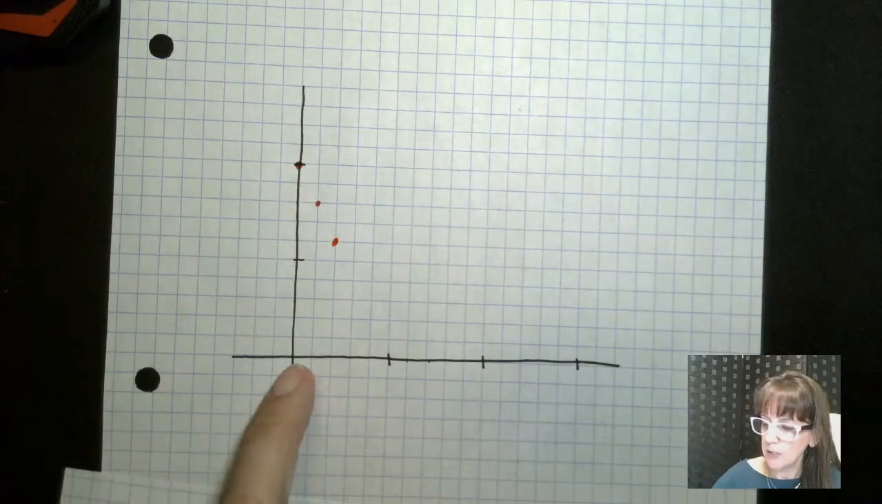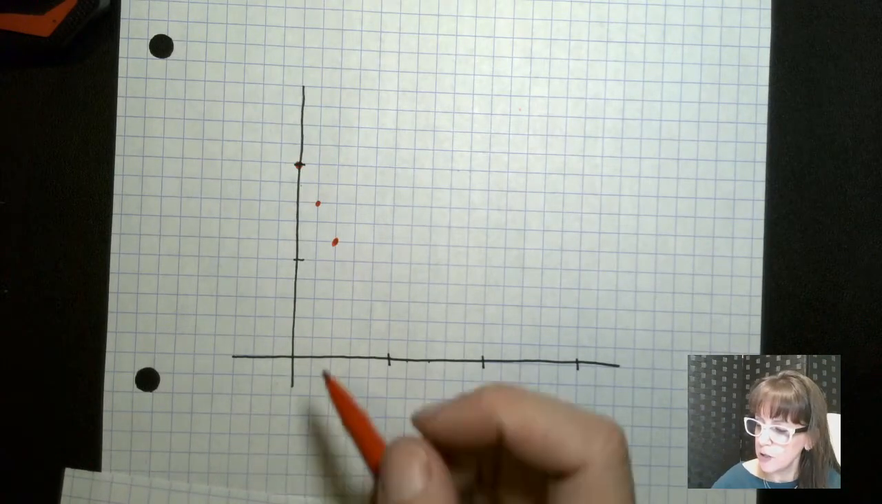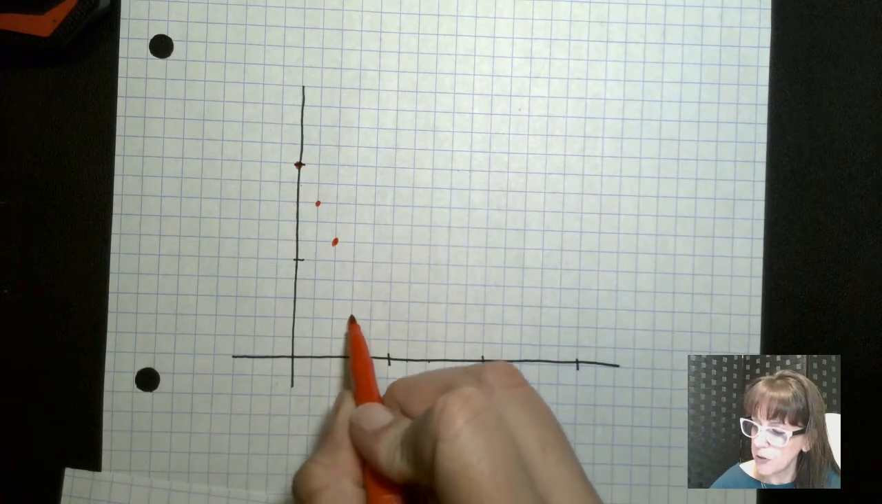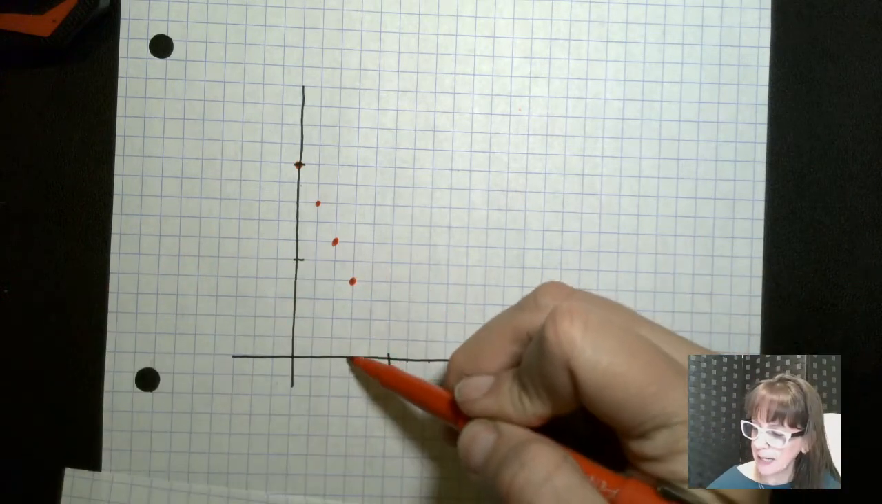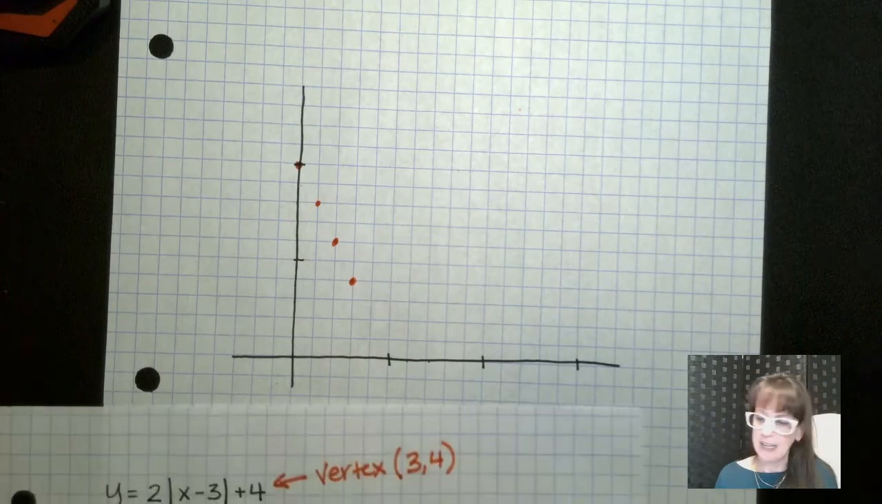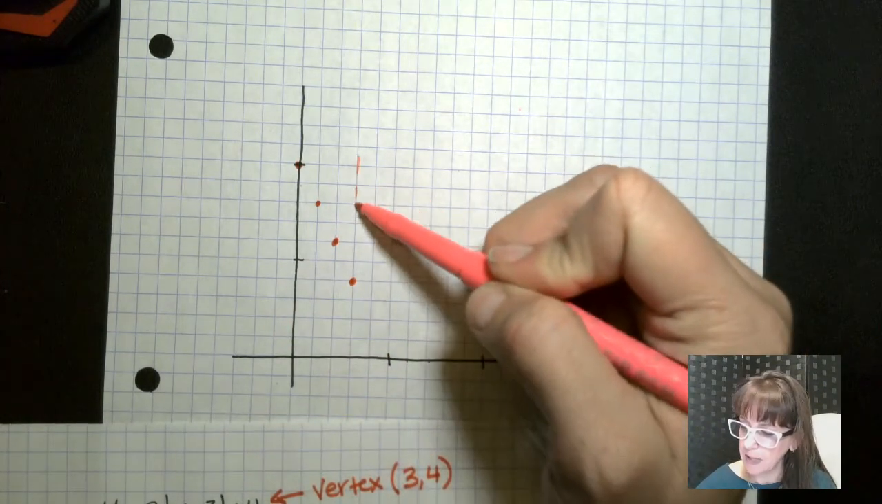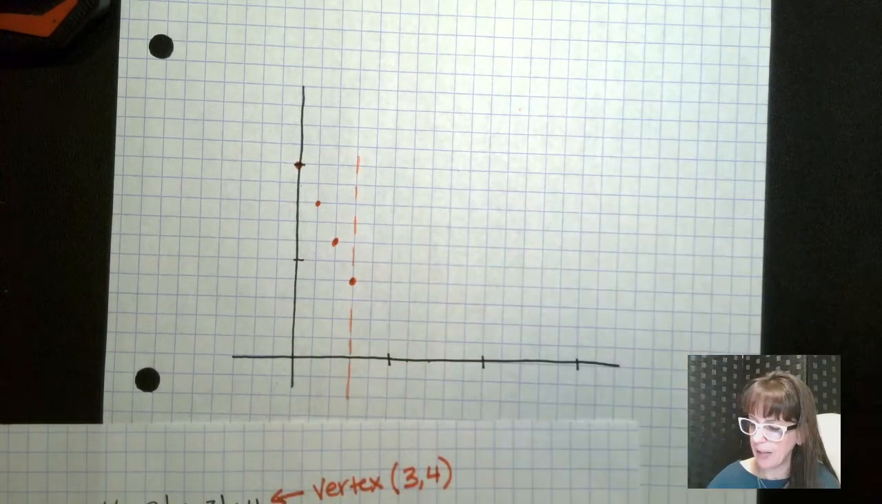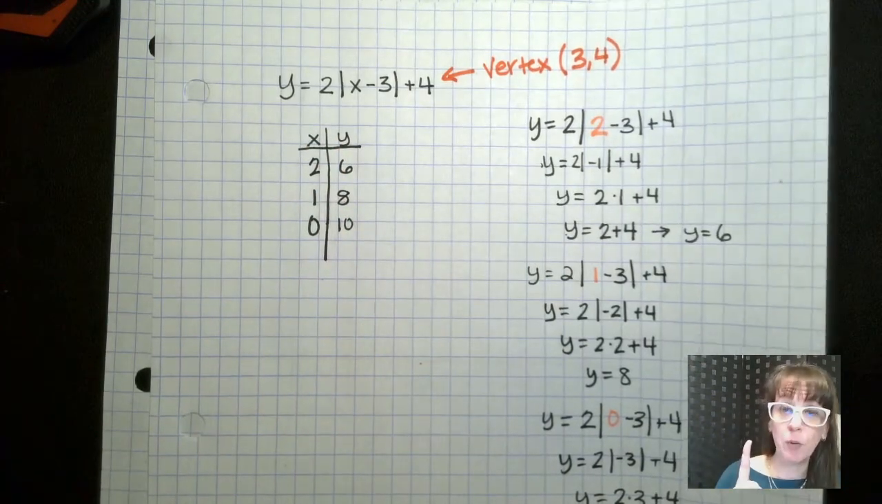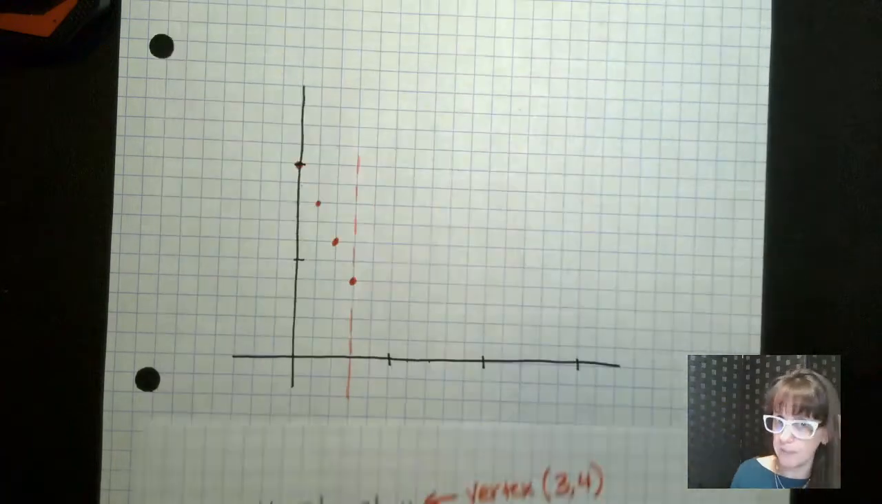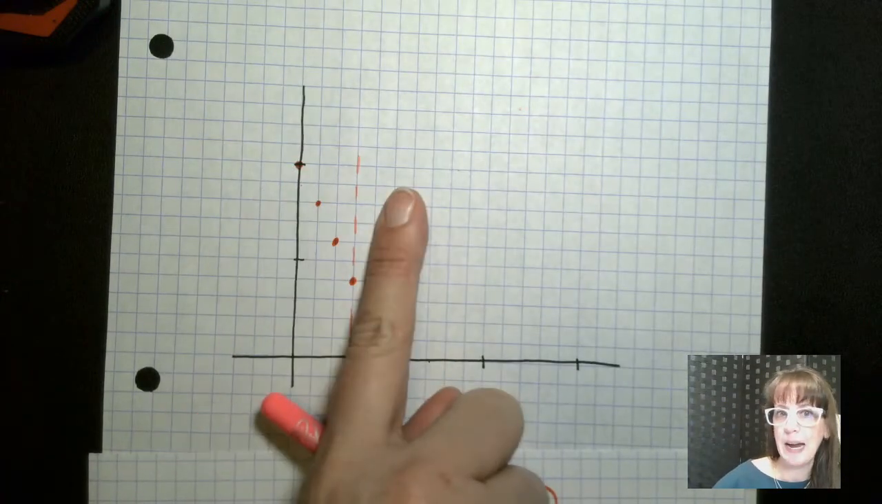So if you look at this graph, we go over 1, 2, 3, and up 1, 2, 3, 4. So now, knowing that this is our vertex, this line right here is our axis of symmetry, because whatever happens on one side is going to happen on the other. So if I'm plugging and chugging numbers, one, I have to know where my vertex is. That's vitally important. And two, whatever happens on one side happens on the other.